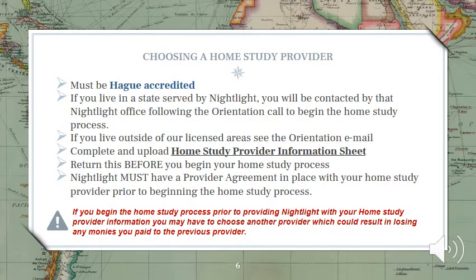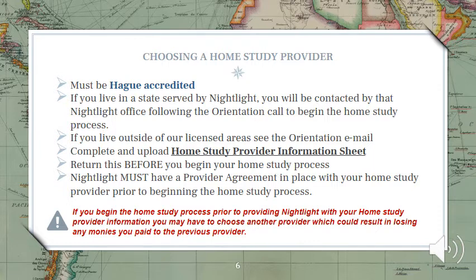Next, we'll talk about choosing a home study provider. Nightlight is your placing agency for your adoption. If you live in a state where we have an office, we'll also be your home study agency. If you live outside of our service area states, you must choose a home study provider, and it's imperative that your home study agency is Hague accredited. If you live in a state served by Nightlight, you will soon be contacted by that office to begin the home study process.